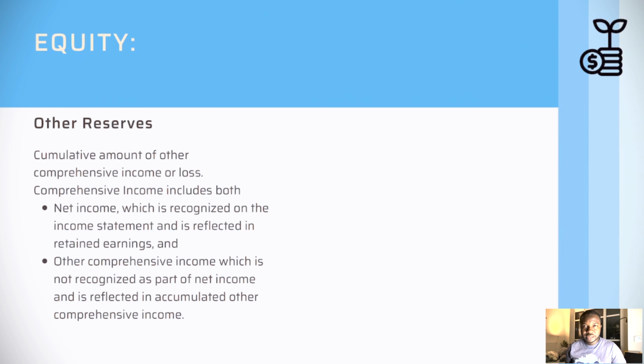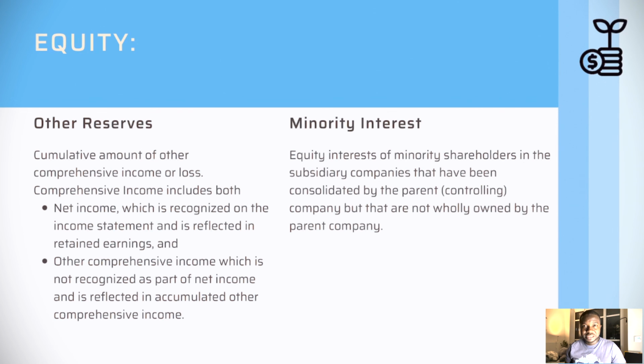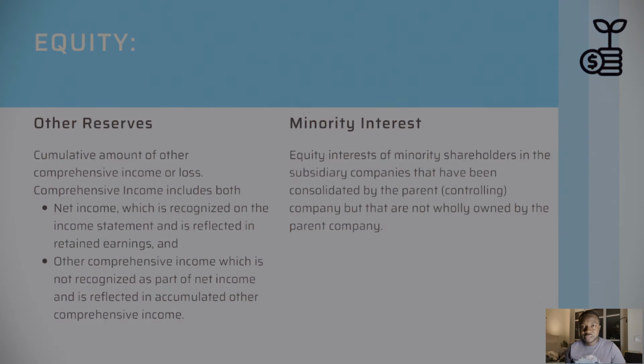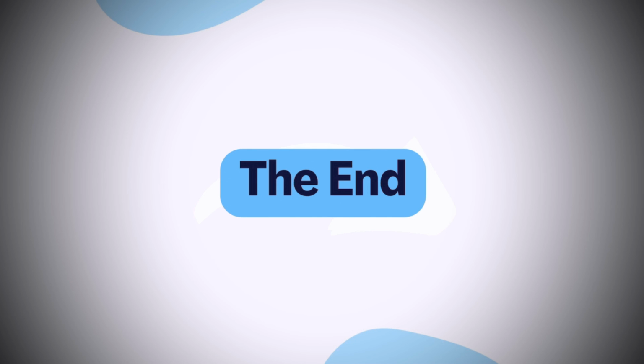And the last item is minority interest, which represents interest of minority shareholders in subsidiary companies that have been consolidated by the parents. And this brings us to the end of this video segment. In the next video, I will walk you through how to build a balance sheet from scratch.